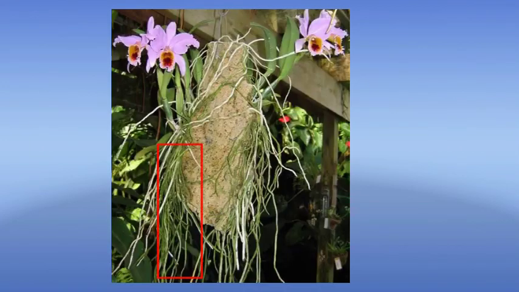See the diagrammatic representation of photosynthetic roots. See in the picture, the roots are green in color, they perform photosynthesis and prepare food material for the plant. That's why these are called photosynthetic roots.